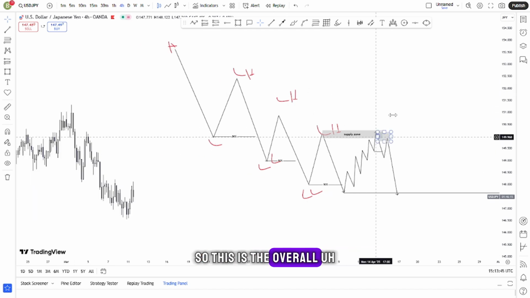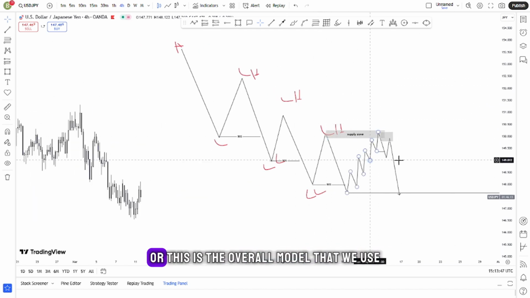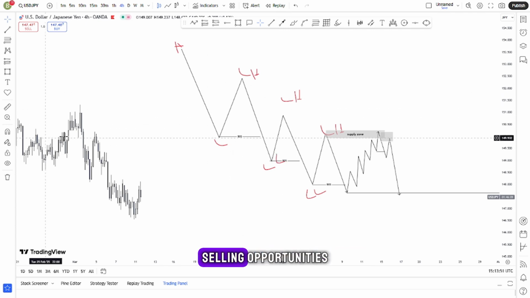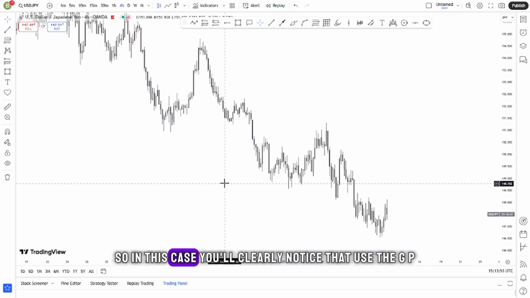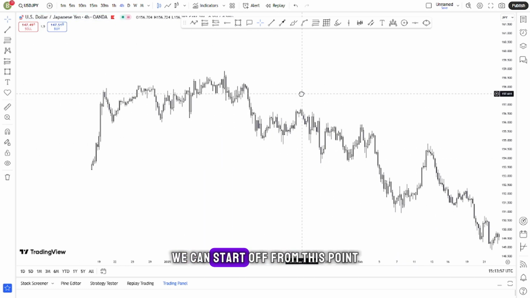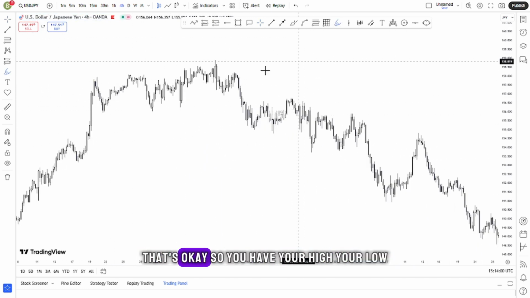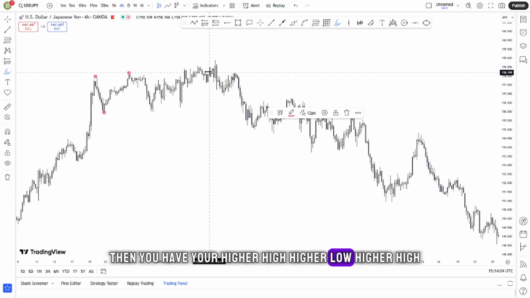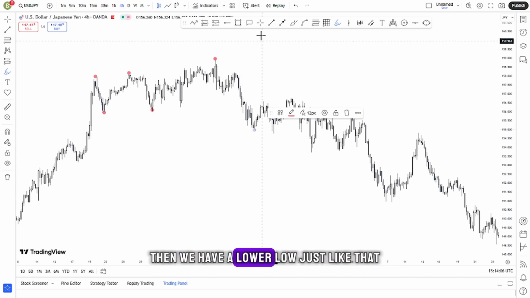So this is the overall trade idea that we have, or this is the overall model that we use whenever we are looking for those selling opportunities. So in this case, you'll clearly notice that the USD JPY is pushing down, guys. We can start off from this point. So you have your high, your low, then you have your higher high, higher low, higher high, then we had a lower low, just like that.